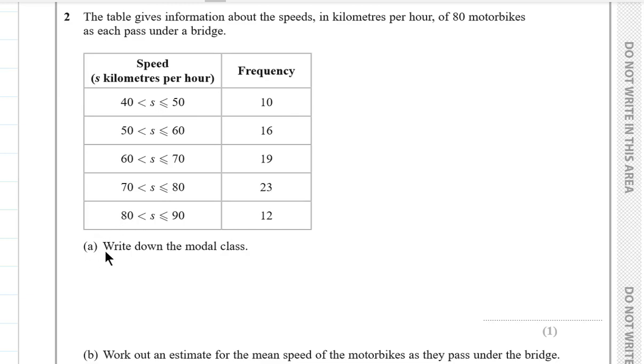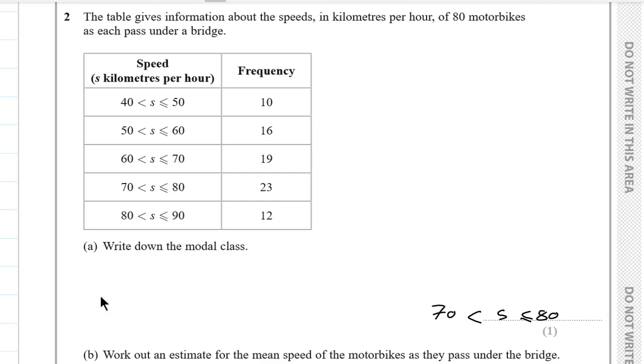A, write down the modal class. It's very easy. To get the modal class, look at the frequency column here, choose the largest number, and write the interval or the class corresponding to this largest number, which is S between 70 and less than or equal to 80. And the meaning of this information is that the largest number of motorbikes go under a bridge with speed more than 70 and less than or equal to 80.